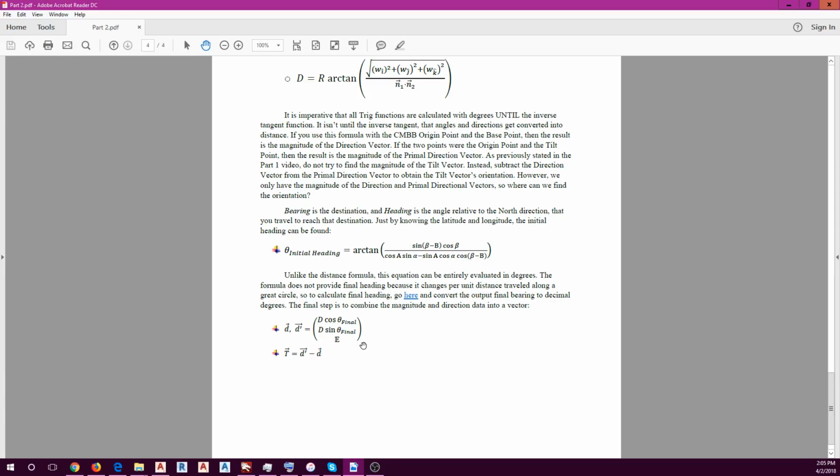Okay? So, all in all, this is how you calculate the vector that I'm looking for, given the coordinate location of a base point and a tilt point and an origin point that I gave you. That's it. Those are the only three pieces of information that we need. The rest we calculate.